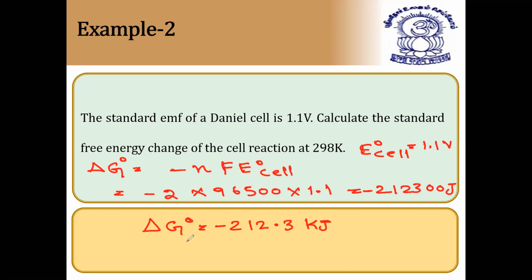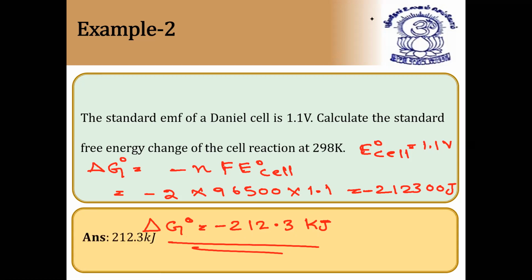So definitely they will give you the answer in kilojoules. You have to convert by dividing by 1000. If you do 212300 by 1000, you will get it in kilojoules. That is very simple, I think you already know. So this is a question related to standard free energy change. I hope it is clear, this direct question.